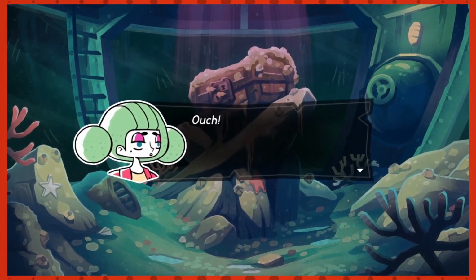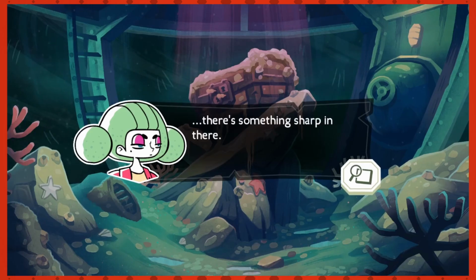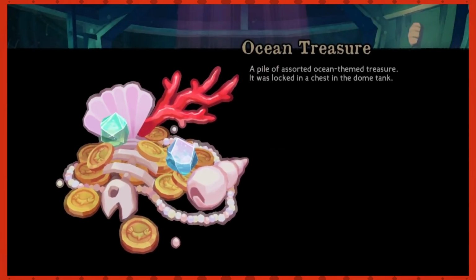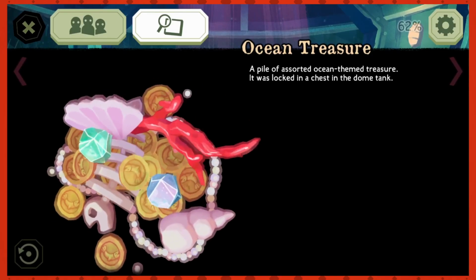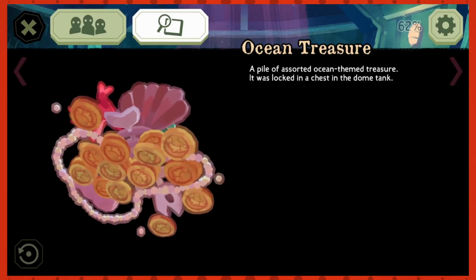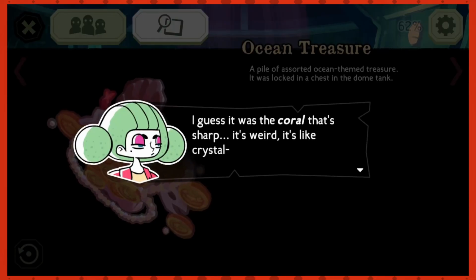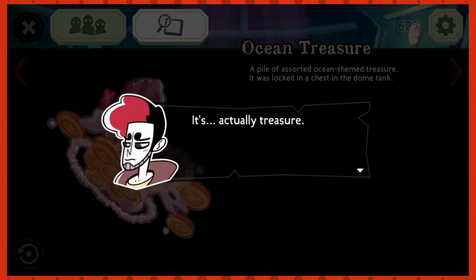What's inside? Ouch. What happened? I cut my finger. Ooh, we found the murder weapon. There's something sharp in there. Coral! Ocean treasure. A pile of assorted ocean-themed treasure. Yes. Coral is the murder weapon. I guess it was the coral that's sharp. It's weird. It's like crystal. It's actually treasure. Coins, pearls, gems. Standard treasure.